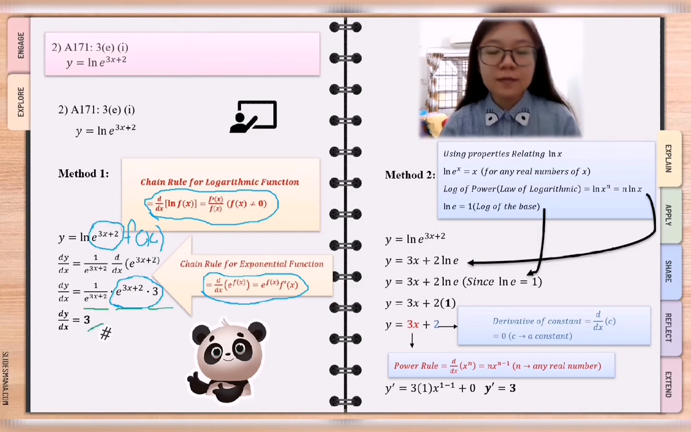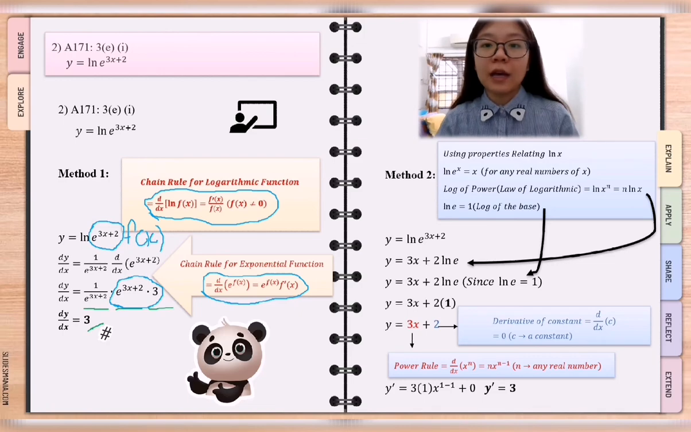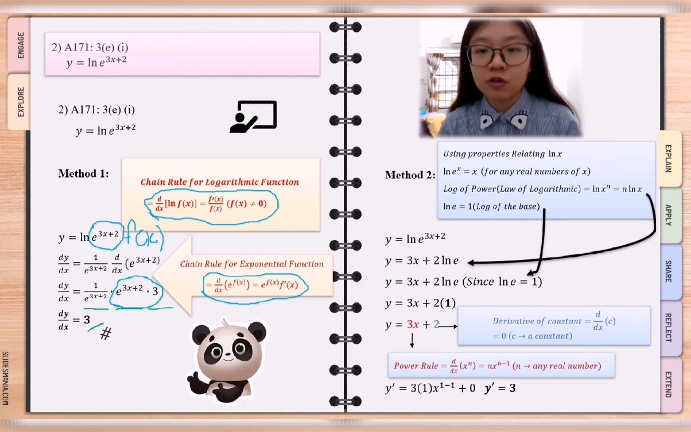Next, for the second method, I apply the law of logarithms. I'm using the property relating ln x, where ln e power of x is equal to x for any real number x.